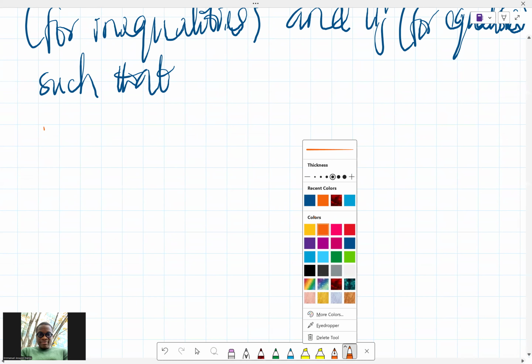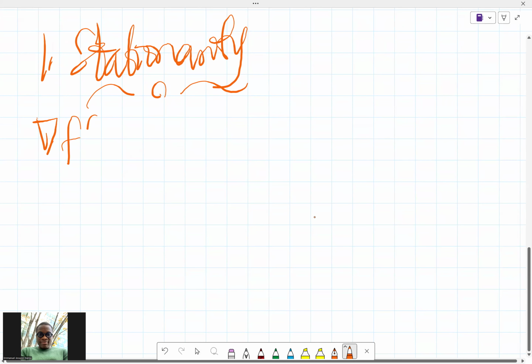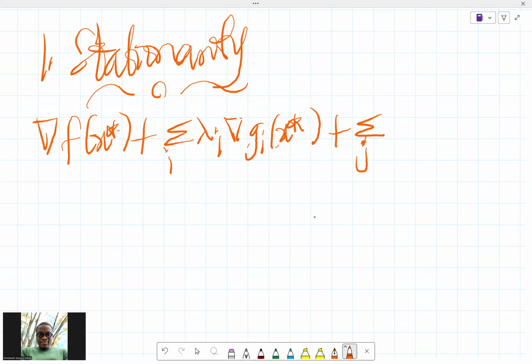One, we have stationarity. And by stationarity, we mean that the gradient of the objective function evaluated at the optimal point x star, plus the summation over i of all the Lagrange multipliers multiplied by the gradient of the inequality constraint evaluated at x star, plus the summation over all j of mu j's multiplied by the gradient, that's the derivative, of the hj's evaluated at x star, all of this is equal to 0. So that is the stationarity condition.